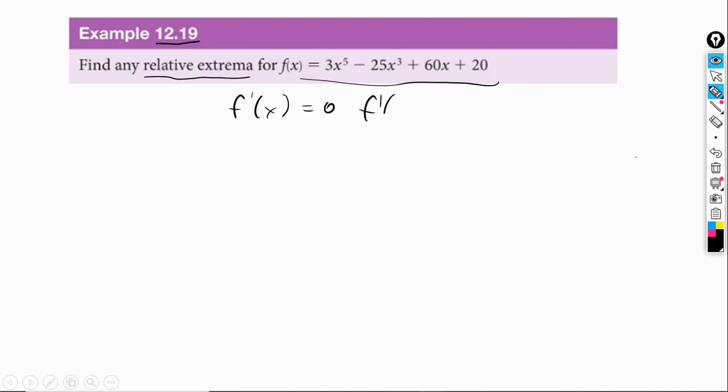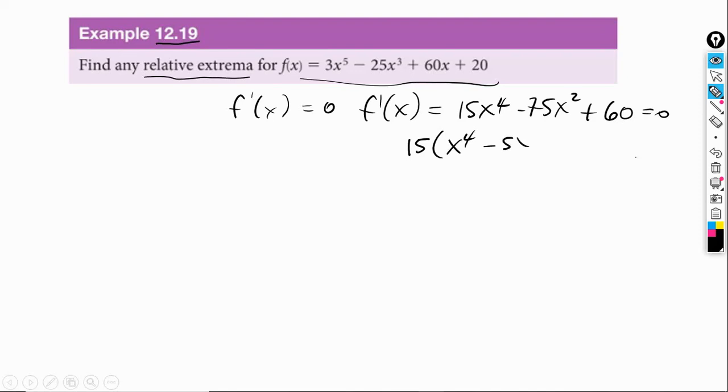Recall that the first derivative of this function would then be simply doing the power rule, right? So that would give us 15x to the 4 minus 75x squared plus 60. Okay, so this would be the first derivative of f of x. Now we equal this to 0 and then try to factorize it. So always start with a common factor. So here you have a common factor of 15, not x though, right? So just 15. So we can rewrite this as x to the 4 minus 5x squared plus 4.